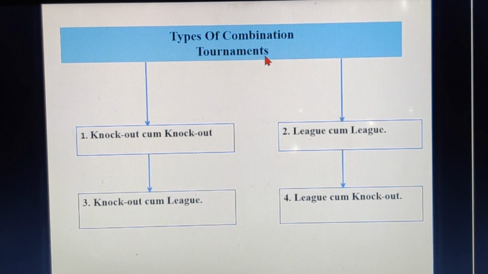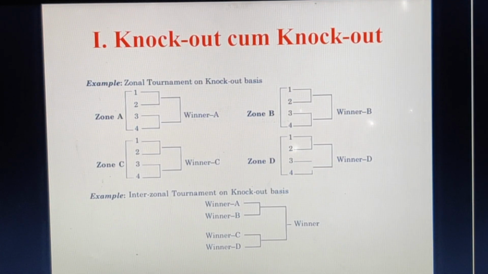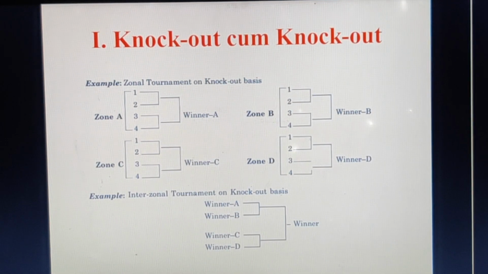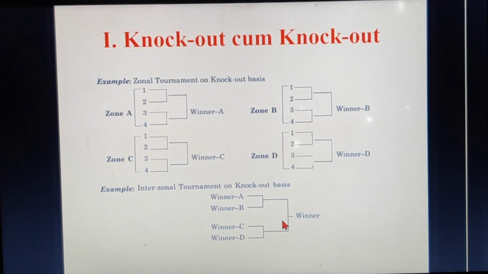Let's understand this further. First is knockout cum knockout. That means there are 2 stages which are held. So in first stage also the format will be on the basis of knockout. In the second stage as well the format will be on the basis of knockout. How? So zone A, zone B, zone C, zone D. We divide. Suppose this is North India, this is South India, this is East India and this is West India. So from North India, there will be all the teams coming.